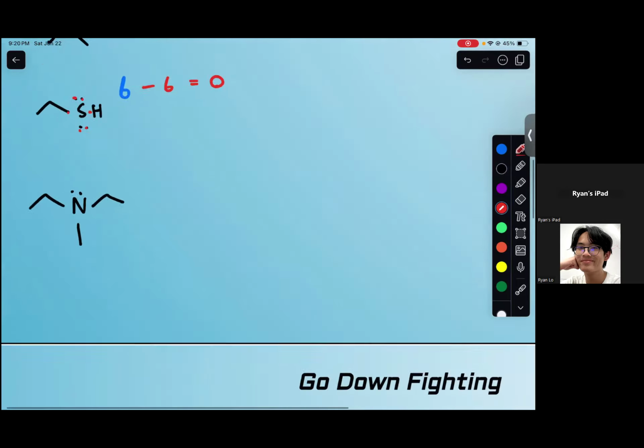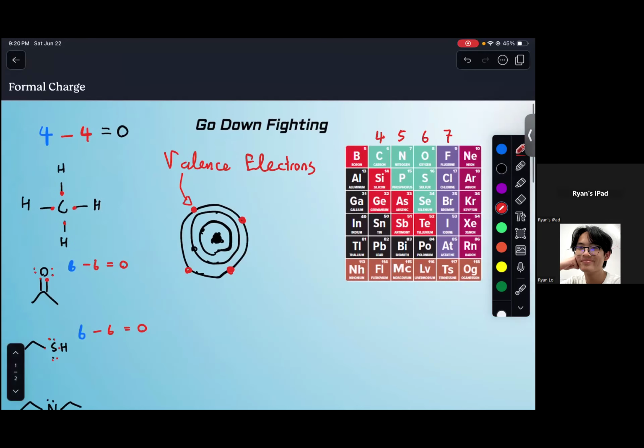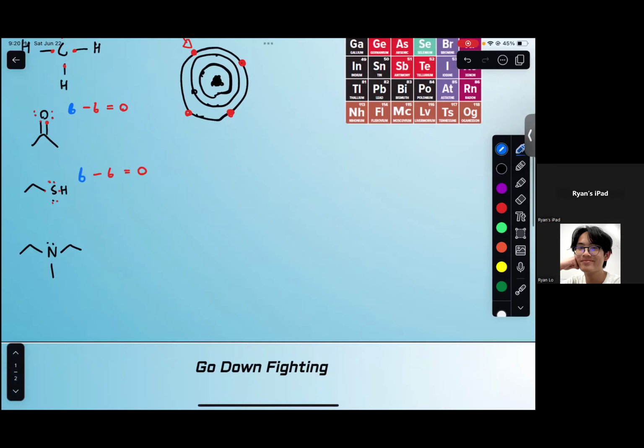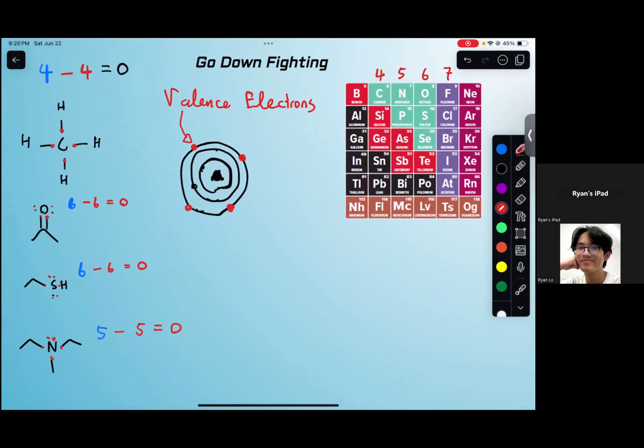Okay, let's move on to this nitrogen over here. Nitrogen, how many valence electrons are there? 5. Okay, cool. So we'll start off with 5. Minus, let's count. 1, 2, 3, 4, 5. 0. How lucky we are. Look at that. We have basically 0 formal charge all around. Now, things do get a little tricky when you start actually having to do the reaction to do certain things.